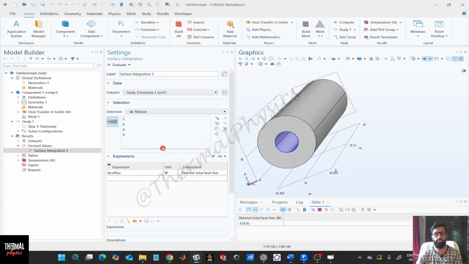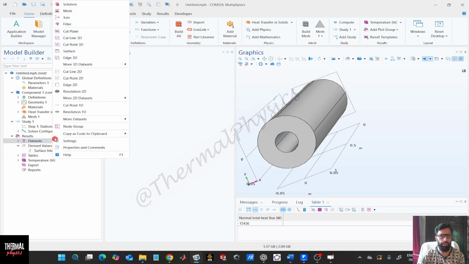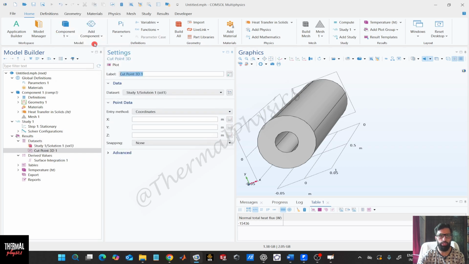Now the second thing that we have to calculate is the temperature at 0.03. For that we have to first of all insert a point at that location. Then we have to point evaluate temperature at that point. How do we insert points? We go to the data set, we right click, we select cut point 3D, because we have to insert a point in a 3-dimensional geometry, or cylinder here. So this point is 0.02, this point is 0.05, so it will be in between.